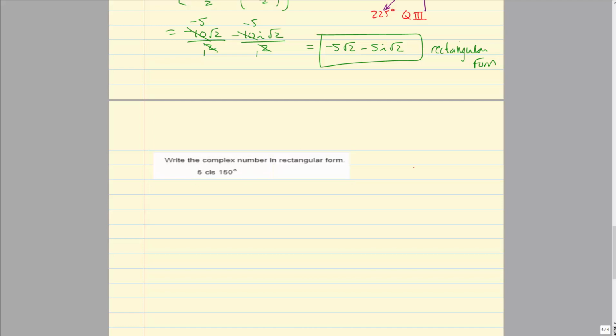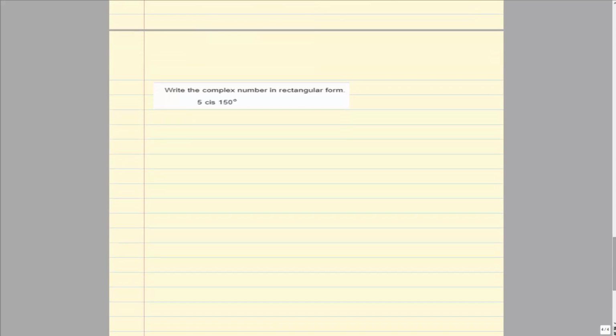Okay, so it says write the complex number in rectangular form. Well, let's recall rectangular form is going to be x plus yi or a plus bi. Either one of these are the same thing really. So let's write out what this means. This is polar or trigonometric form. So this is going to be 5, and the cis stands for cosine of 150 plus i sine of 150. That's what that cis 150 means.